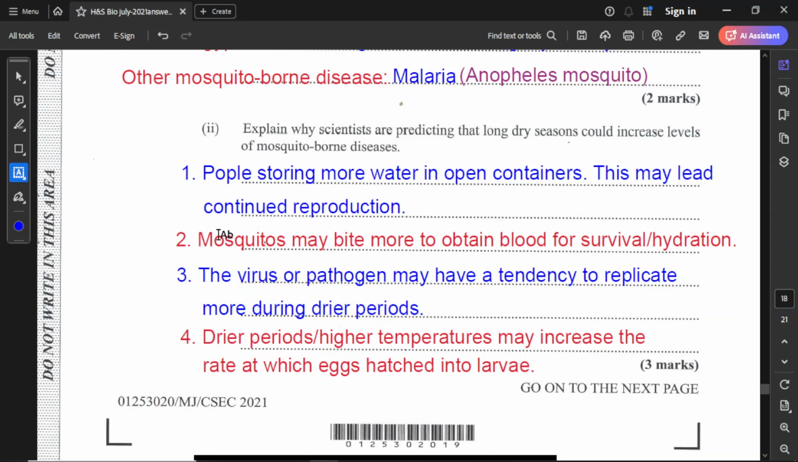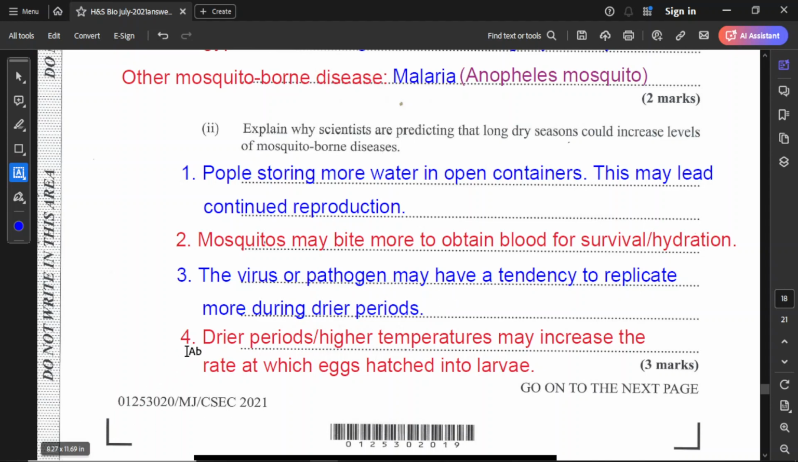Two is that mosquitoes may bite more to obtain blood for survival or just to keep themselves hydrated. And so you have more bites from person to person, especially if a mosquito is infected. Then definitely we may have a transmission of diseases from person to person, because mosquitoes are really searching for blood or fluid to survive. All right, and the third point is that the virus or pathogen may have a tendency to replicate more during drier periods, because dry periods could create a suitable condition for the pathogen or the virus itself to replicate more.